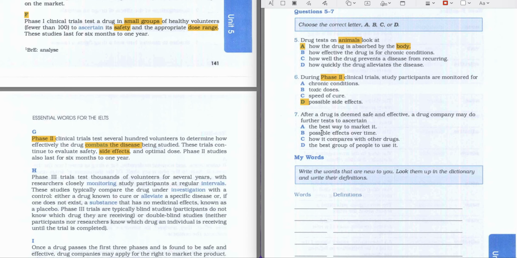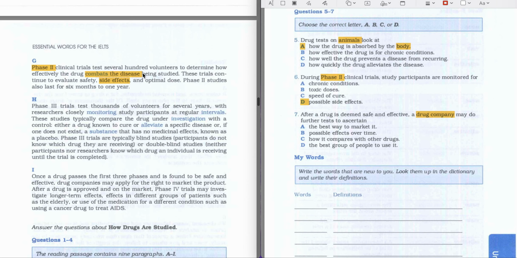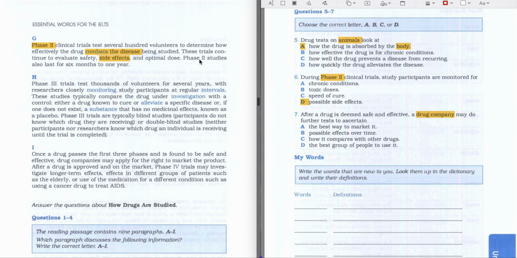So let's go further. After a drug is deemed safe and effective, a drug company may do further tests to a certain something. So here it was saying about drug companies. You know guys, we already scanned all of these texts and we know that there is no information about drug companies here. Let's go further and try to find some information about drug companies and what exactly they do further. So in this last paragraph, there is some information about drug companies.